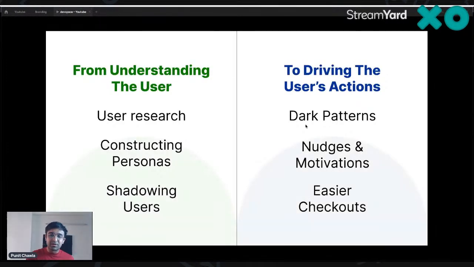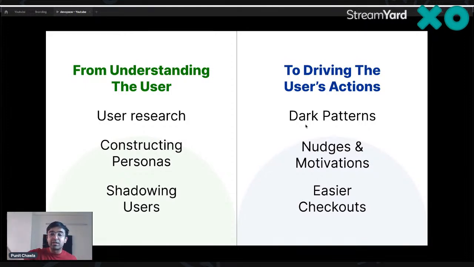Okay, so there are two areas UX designers can often affect, with their skills or with their decisions. The first one is user research. This is just understanding the user. So they're doing user research, constructing personas, and shadowing users. So they're saying, okay, this is how the user acts, and this is how the user feels about this product.